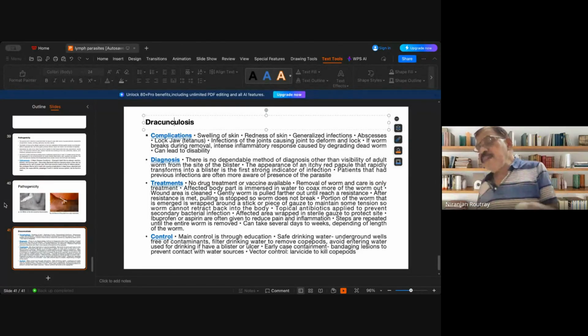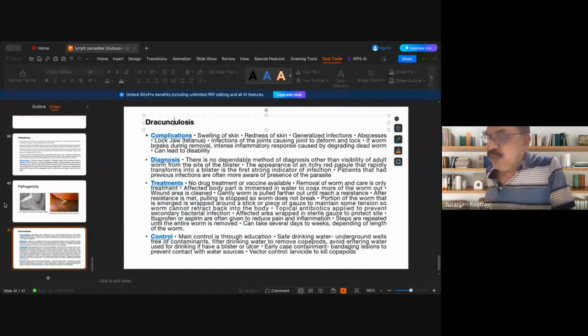Next are the ticks, which you have seen on cattle, dogs, on pets. So these are the ticks. Ticks have a 6-leg larval stage, and in the nymph stage they have 8 legs. So in the life cycle of ticks, the larval stage has 6 legs.